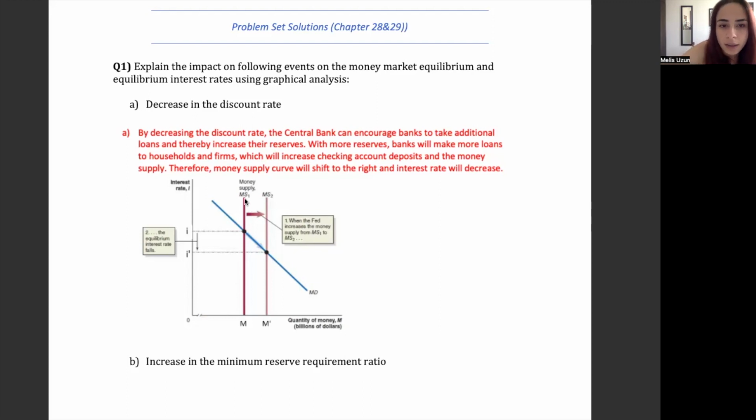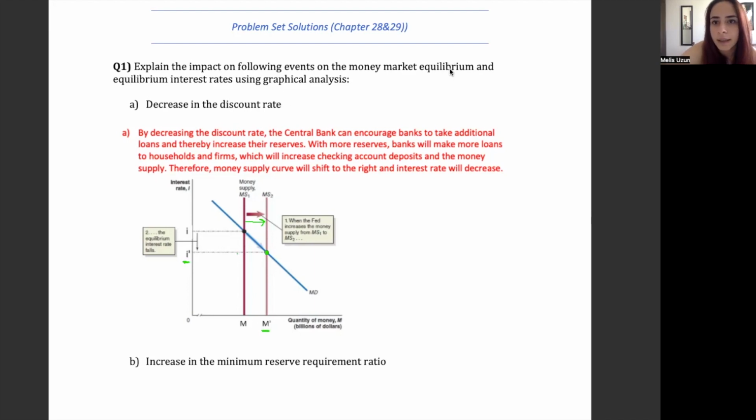So our money supply curve is vertical like this, and our money demand curve is like this. If the money supply increases, it will shift to the right like this, and we will have a new equilibrium point because we have the same money demand curve. So when the money supply increases, we will be at this point, and this point means we have a lower interest rate and the quantity of money increases.